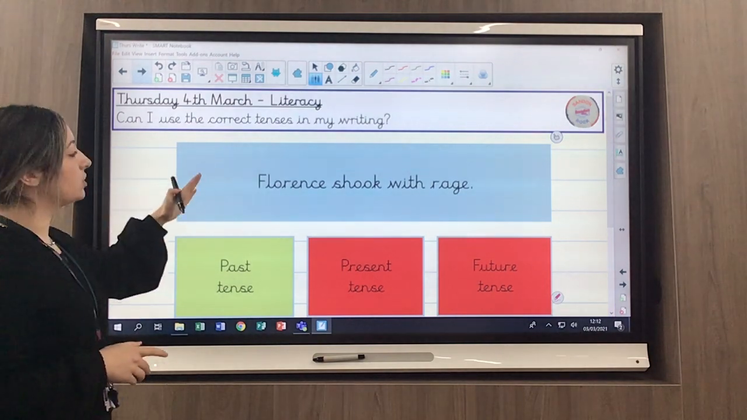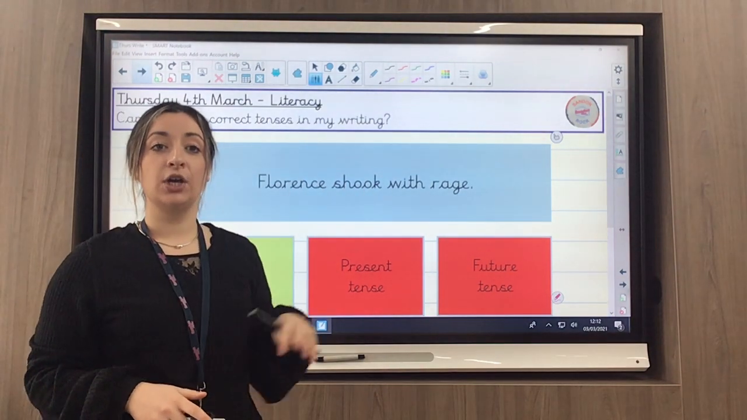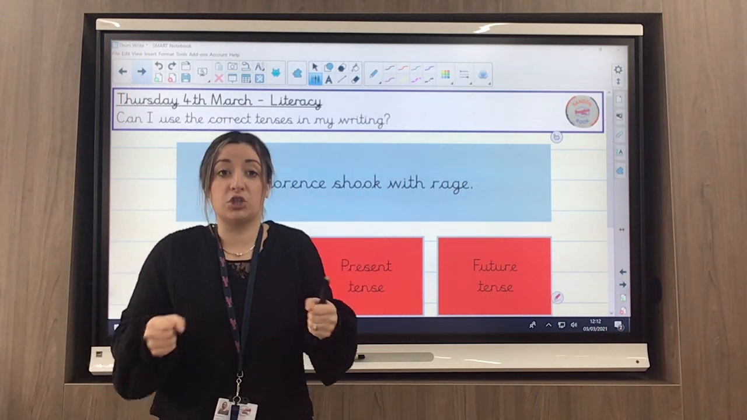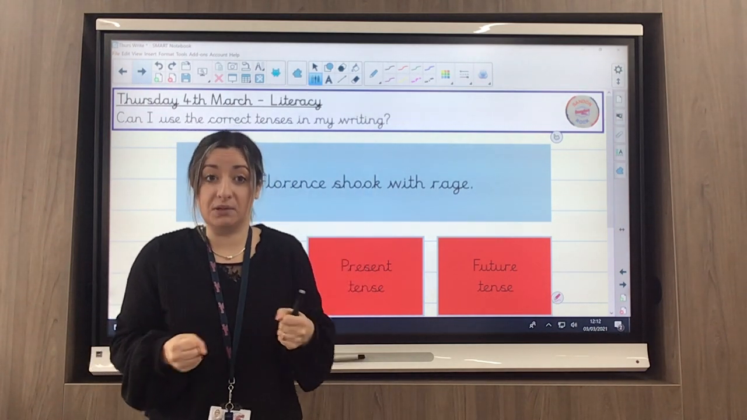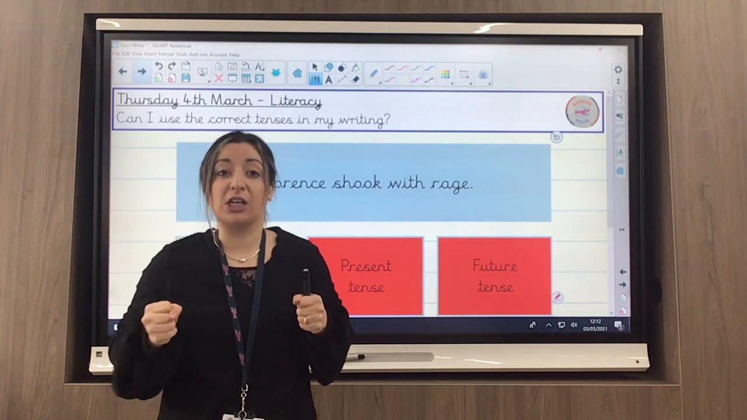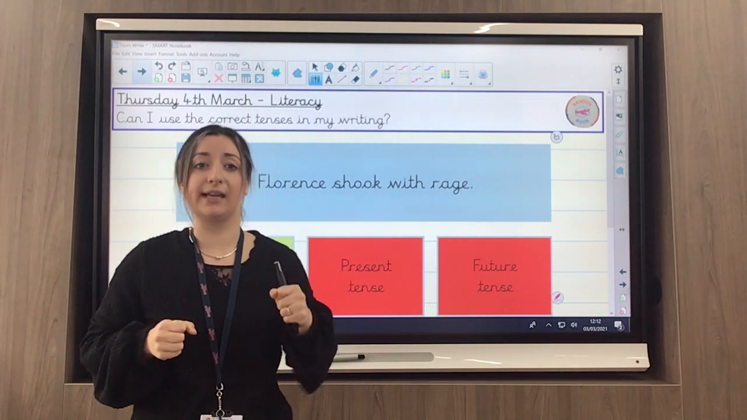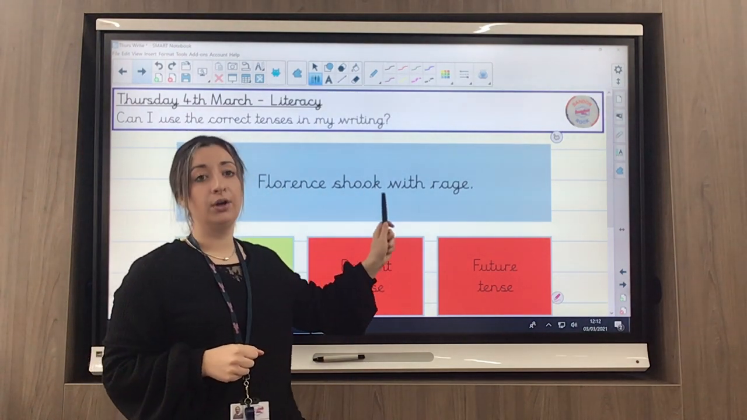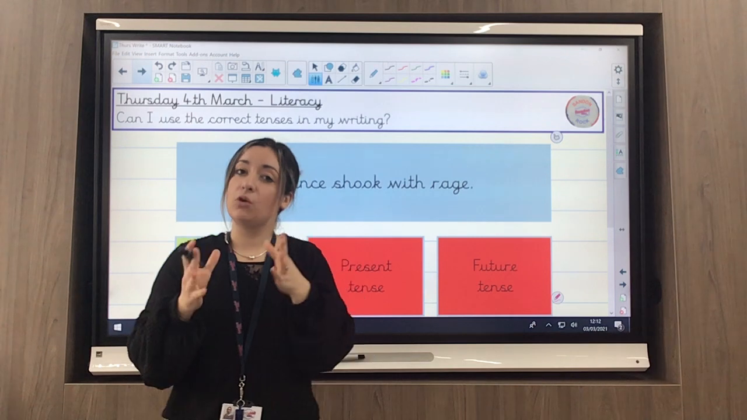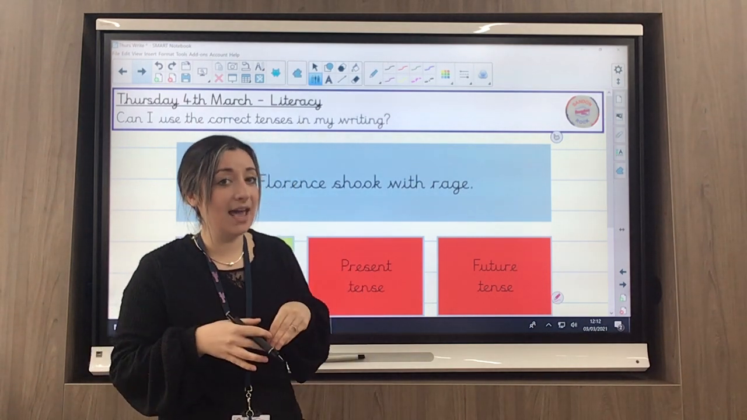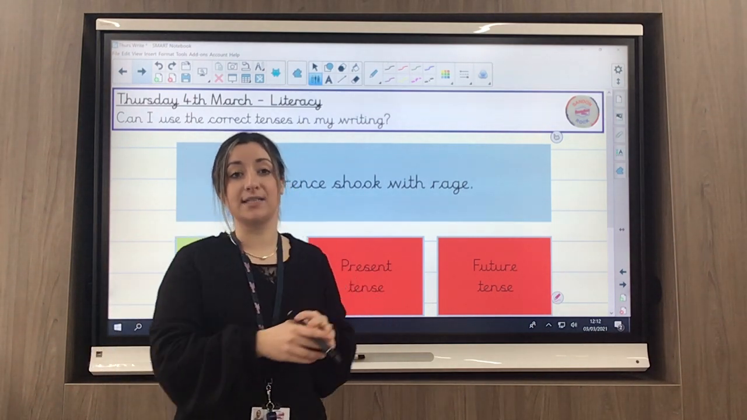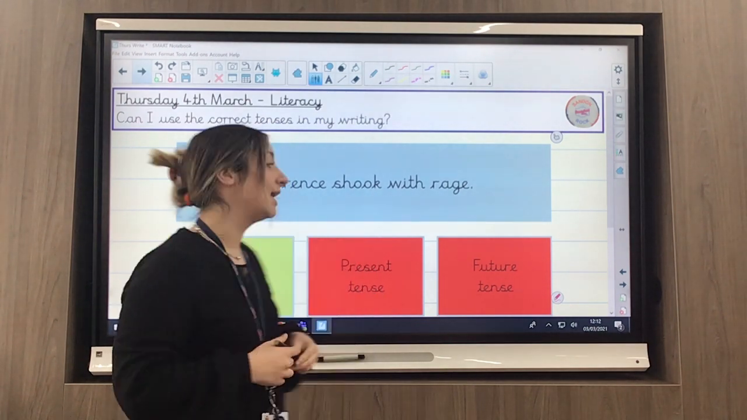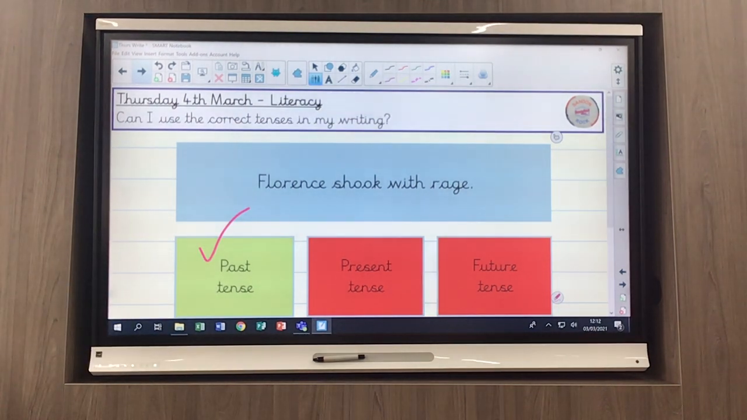Okay, so Florence shook with rage. So shook is a verb for shake. So to shake. So if you are shaking with rage, it means because you are so angry, you're so tense and you are shaking. But have a look at my sentence. Florence shook with rage. Has it already happened? Is it happening now? Or is it going to happen? Florence shook. Shook is past tense for shake, so it should be past tense.